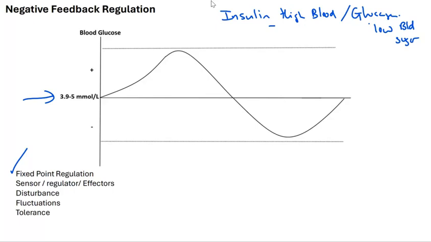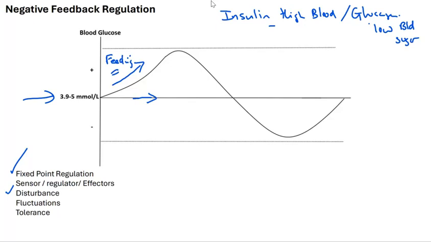Now, feedback systems exist because of disturbances to the system. So for instance, in our graph here, this horizontal axis represents the ideal fixed point regulation of blood sugar, of blood glucose. However, we know that blood sugar levels do rise, and of course this may simply be because of feeding. So when one eats carbohydrates and sugars, your blood sugar levels with absorption are increased.